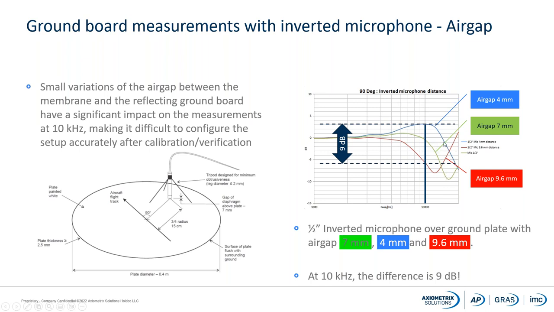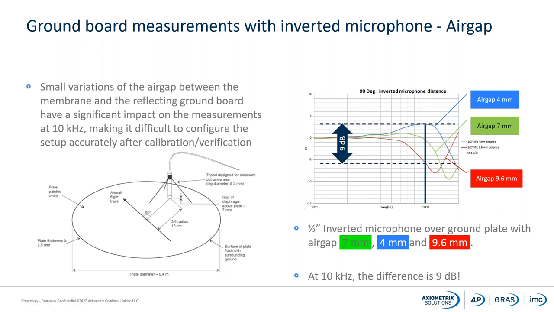If we change the air gap to only 4 millimeters, you see it starts to be offset already at 4 kilohertz or something like that. Then it goes up to plus 3 decibel, and then it drops off. And if you take an air gap of 9.6 millimeter, you can see that it drops off too fast. If we just take a fixed point at 10 kilohertz, you can see that the variation is actually 9 decibel between the different air gaps.